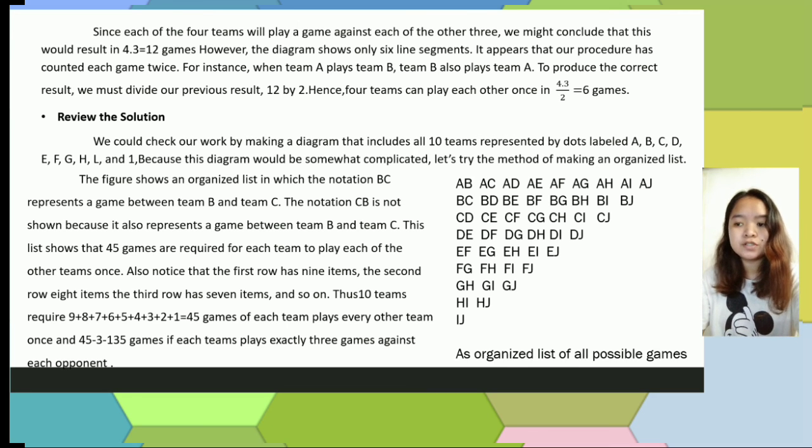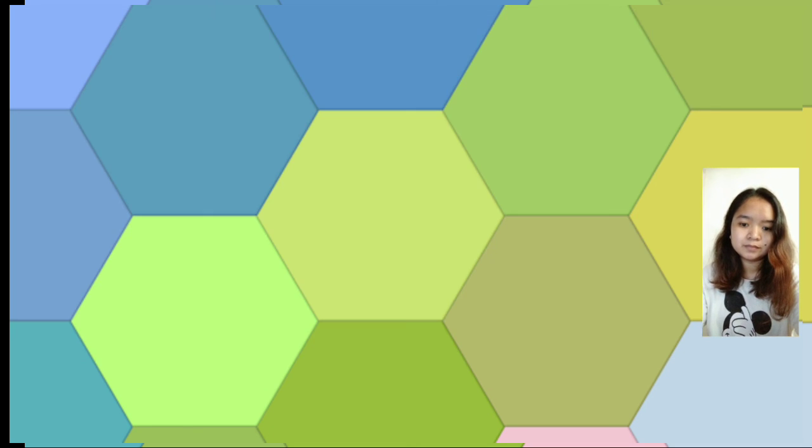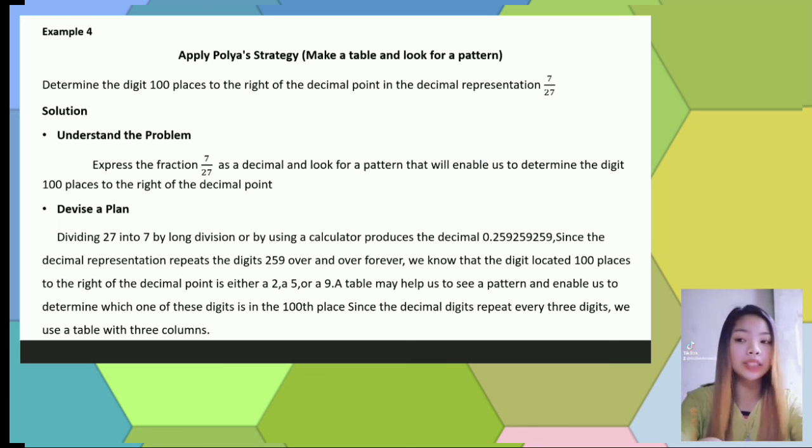Also notice that the first row has 9 items, the second row has 8 items, the third row has 7 items, and so on. Thus, 10 teams require 9 plus 8 plus 7 plus 6 plus 5 plus 4 plus 3 plus 2 plus 1, which equals 45 games. If each team plays exactly 3 games against each opponent, that is 45 times 3, or 135 games. Next, I will be discussing the problem-solving strategy of finding a pattern.